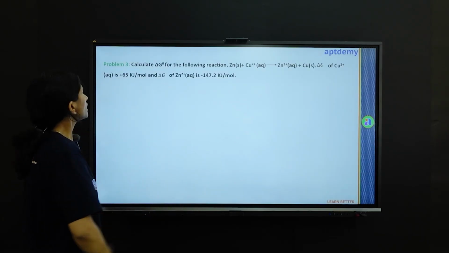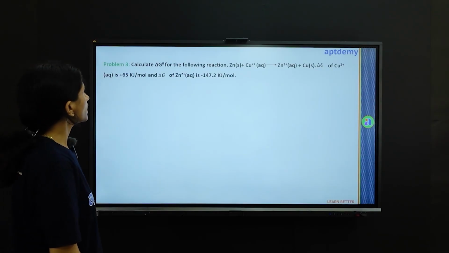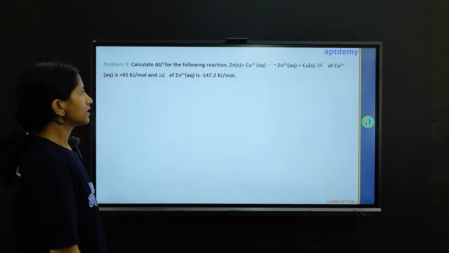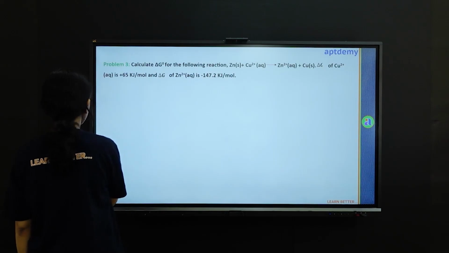Very simple. Now problem 3 is asking: calculate delta G0 for the following reaction. So this reaction is given here.